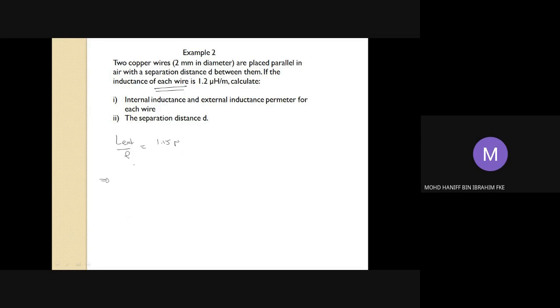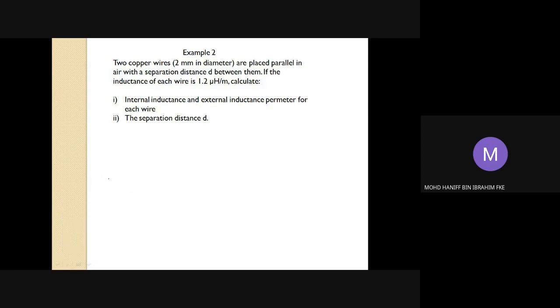let me see, what's the equation just now? Okay, it should be mu naught over 2 pi ln of (D minus A) divided by A. This is the equation of external inductance per unit length, and that should be equated with 1.15 microhenry per meter. From this, you can find D, because A is known. A is simply 1 millimeter.